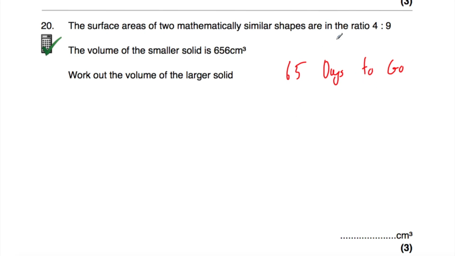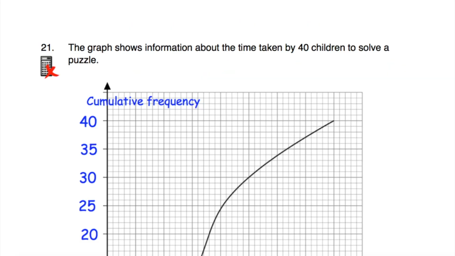Now in terms of this one, if you wanted a bit of a hint in this question, if we know the ratio for the surface areas, you could square root those to get the ratios for the lengths. And then once you square root those to get the ratios for the lengths, you could then cube those to get the ratios for the volume. And then once you know the ratios for the volume and you know the smaller volume, you could then find the larger volume. Okay, so that's my hint for that question. Okay, next question, question number 21.